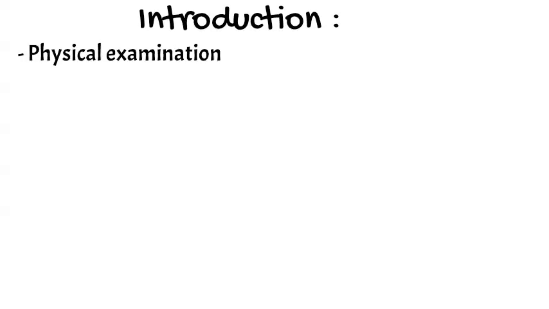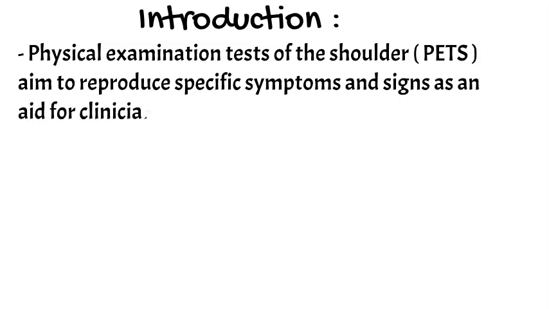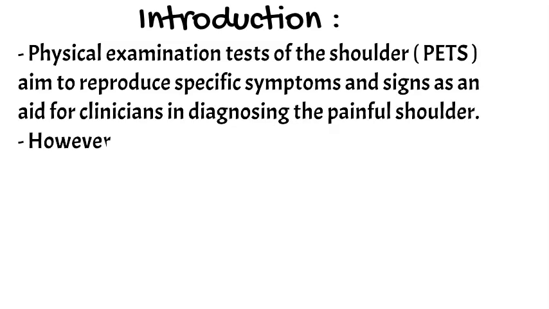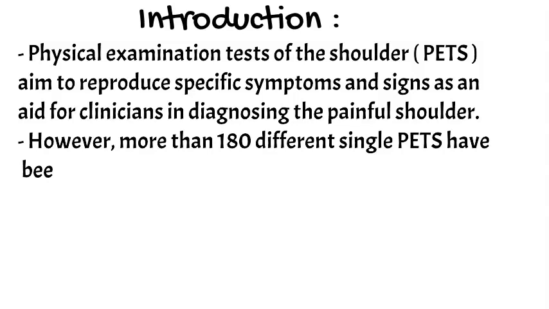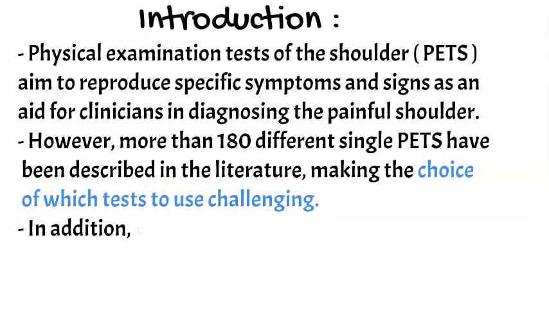As an introduction, physical examination tests of the shoulder aim to reproduce specific symptoms and signs as an aid for clinicians in diagnosing the painful shoulder. However, more than 180 different single tests have been described in the literature, making the choice of which test to use challenging.